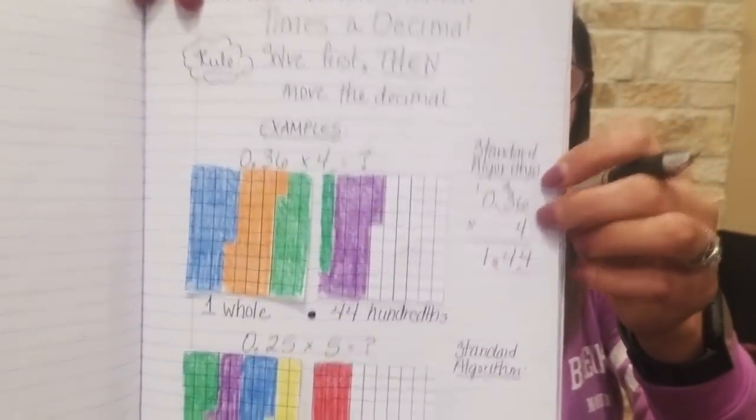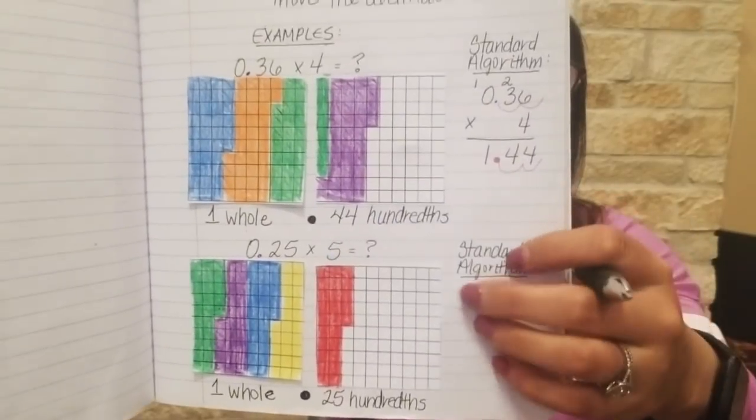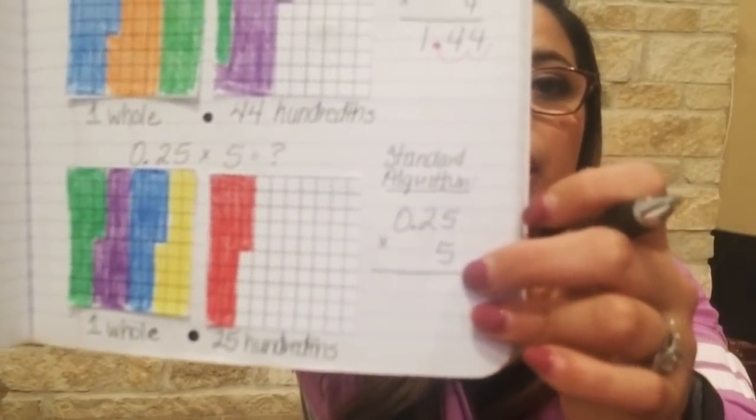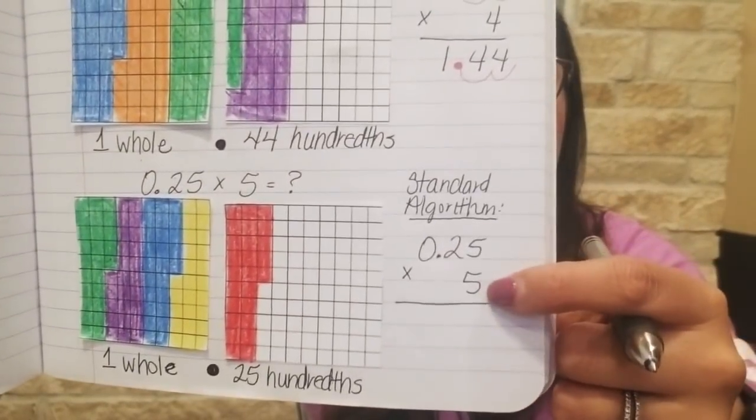Okay. And then we're going to do the same thing where we work it out the standard algorithm, except now we're going to work it up down here, okay? So we're going to take that 25 hundredths and multiply it times 5. Okay. So we're going to start with the 5 times the 5. You should know your 5s, right? There we go. So we're going to do 5 times 5.